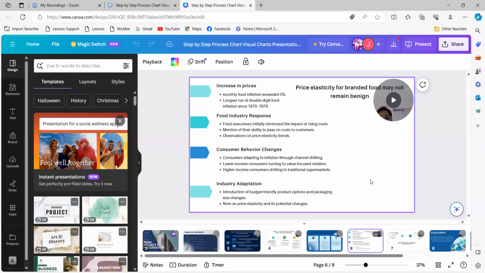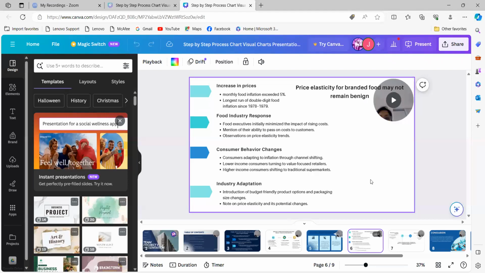So now we would like to go to our next news, that is price elasticity for branded food may not remain. Here we can highlight a few points related to our microeconomics. Number 1, increase in prices: monthly food inflation exceeds 5%, the longest run of double-digit food inflation since 1978 to 1979. Next point is food industry response. Food executives initially minimized the impact of rising costs, mentioning their ability to pass on costs to customers, with observation on price elasticity trends.